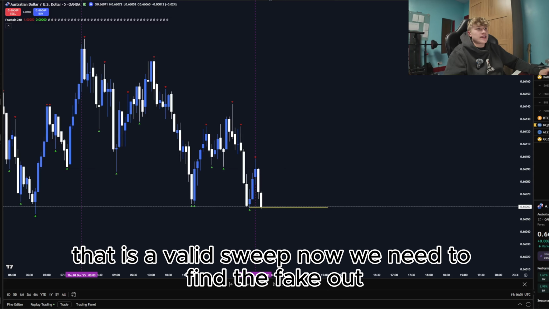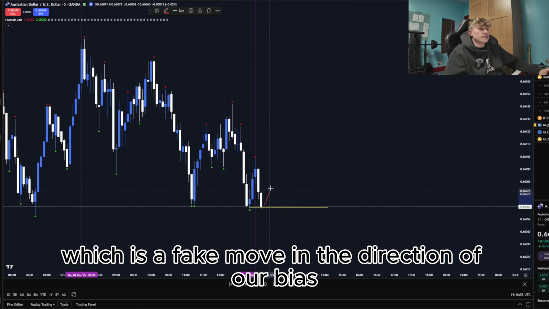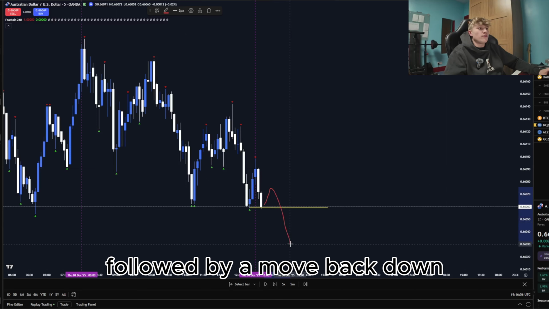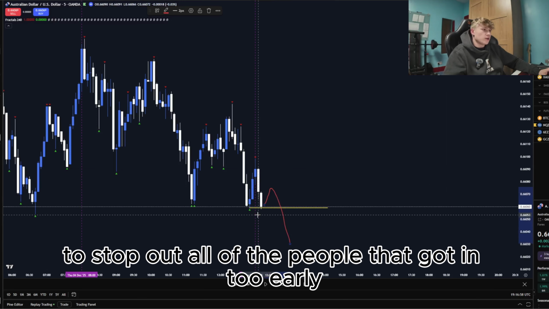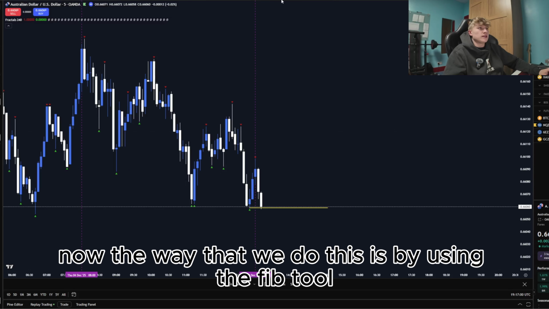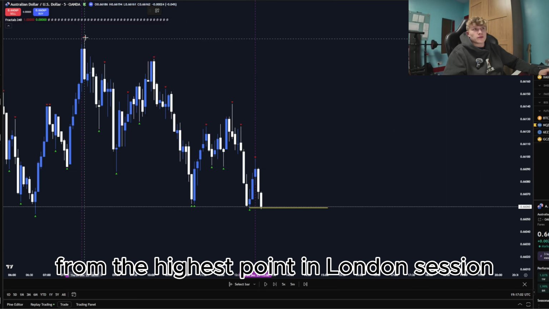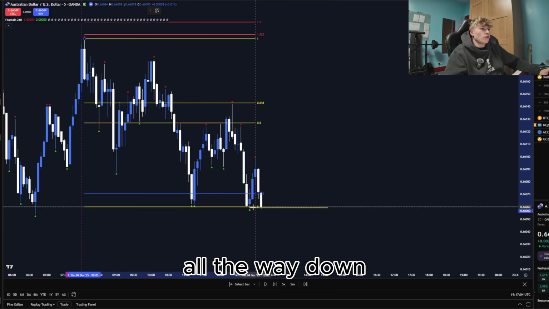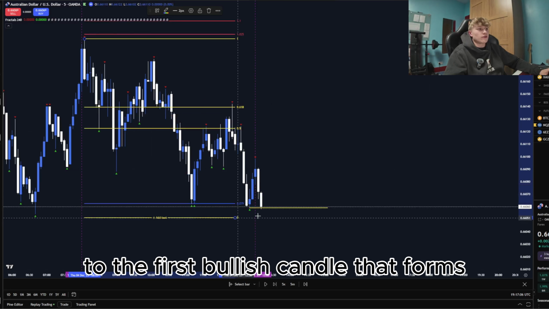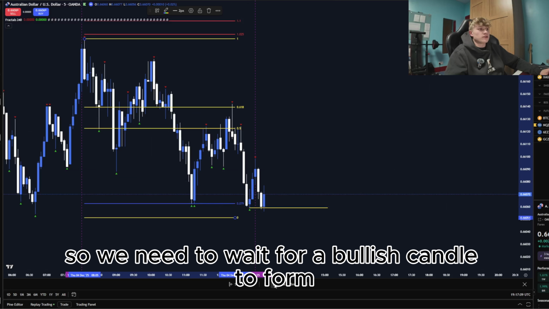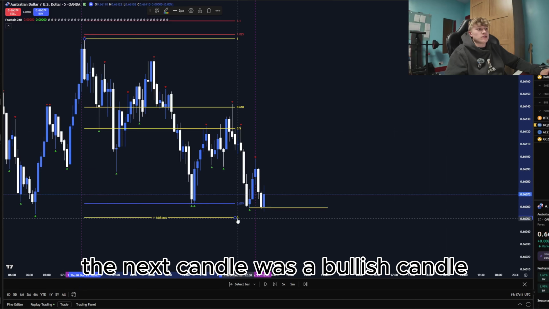Now we need to find the fake out, which is a fake move in the direction of our bias, followed by a move back down to stop out all of the people that got in too early. Now the way that we do this is by using the fib tool. So we draw the fib tool from the highest point in London session all the way down to the first bullish candle that forms. So we need to wait for a bullish candle to form. And you can see right here, the next candle was a bullish candle.